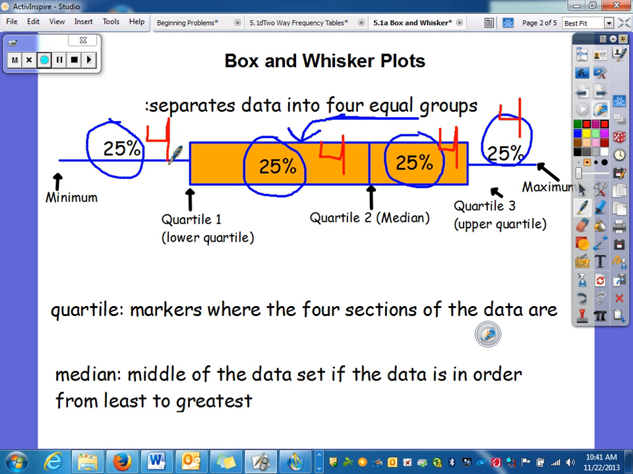So on every box and whisker plot, you have the minimum, which is your lower part of the whisker, and you have the maximum. And then you have quartiles, and down here below I have what a definition of a quartile is. A quartile is markers where the 4 sections of the data are. So when you split the data into 4 sections, wherever the split happens makes your quartile. Notice that the second quartile is also called the median because this is the middle.